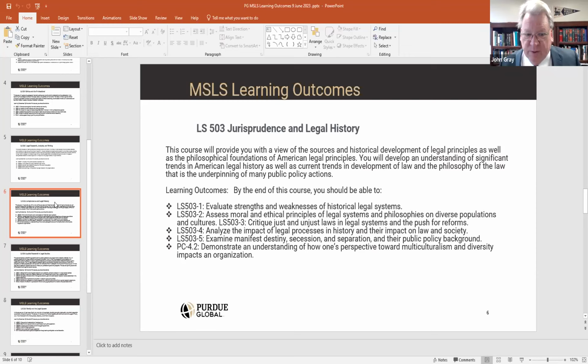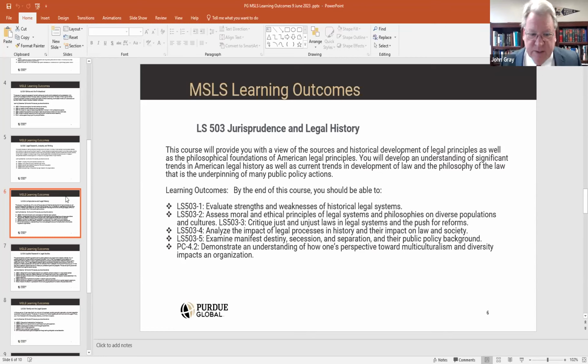You'll be able to critique just and unjust laws and legal systems and understand why, in many cases, there needs to be a push for reforms or changing the law. You'll also be able to analyze the impact of legal processes in history and their impact on law and society. There are certain legal events that have occurred that have served as important landmark events to cause the law to move in one direction or another.